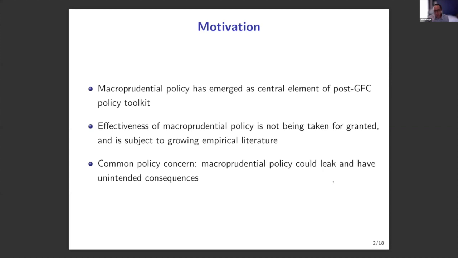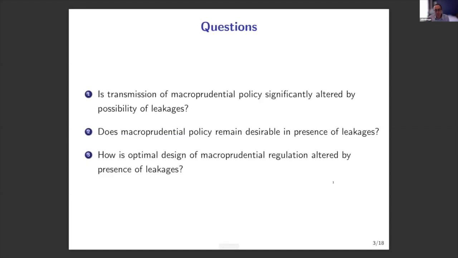So in particular, this raises a couple of questions that we ask here. The first one is, how is the transmission of macroprudential policy altered by the possibility of leakages? Another obvious question is whether it remains desirable in the presence of leakages. And finally, if it's desirable, we'd like to know how its optimal design is affected by the presence of leakages.